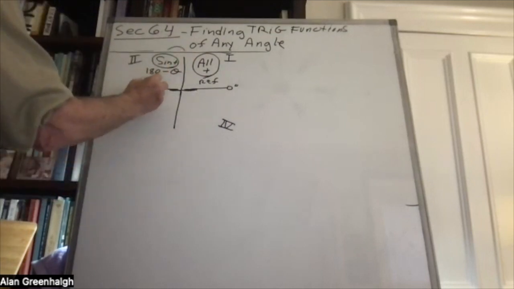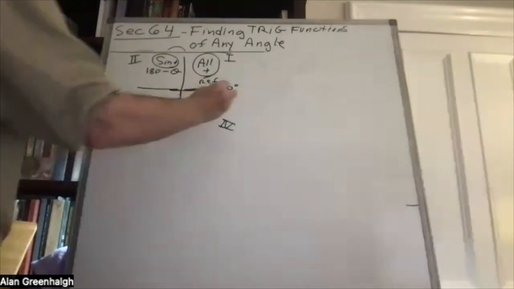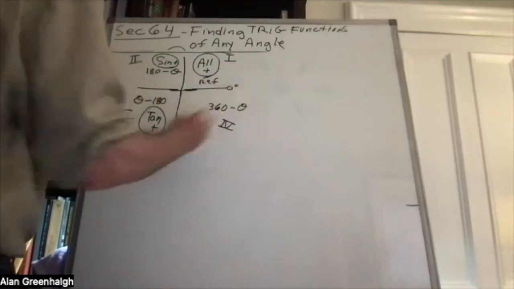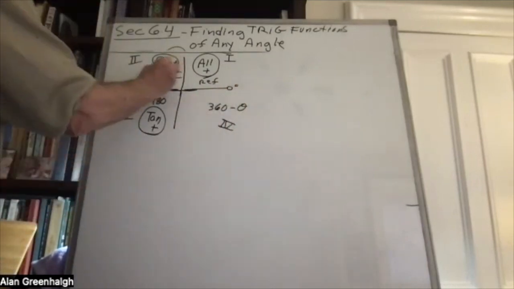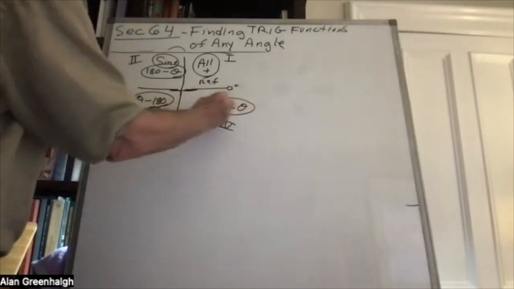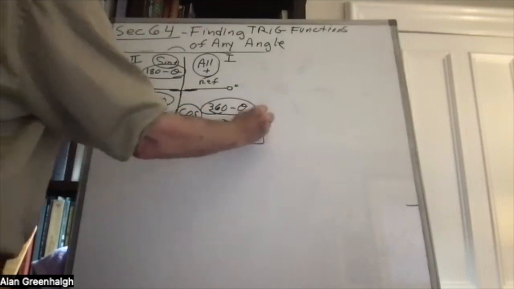In the third quadrant, remember, it was the angle minus 180, and only the tangent was positive. And in the fourth quadrant, it was 360 minus the angle. So this is how you find the angle, and only the cosine is positive. This is all you need.